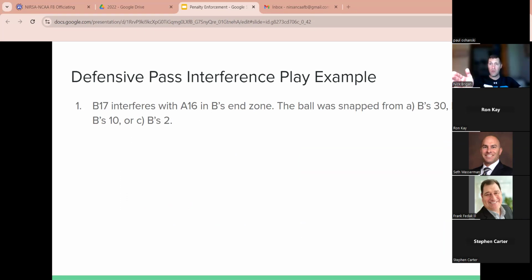From the 2, we can go to the 1, half the distance to the goal. Those are our options with enforcement, and it's first down in all of those cases. Obviously, DPI includes an automatic first down.